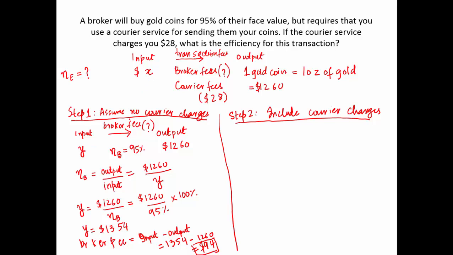And the reason is, in this case, we assumed no courier charges. So if we include the courier fees, our input will increase, right? We have some of our input going to courier charges. So our input in this example, which we are calling X, is equal to our input in the previous example, which was Y, plus the courier fees. So if we substitute in for Y, which is $1,354, our answer comes out to be $1,382.